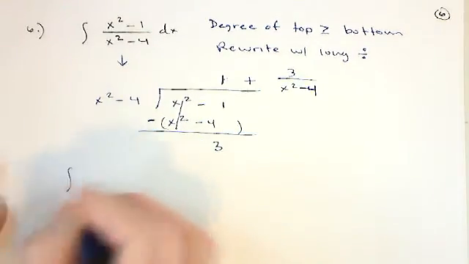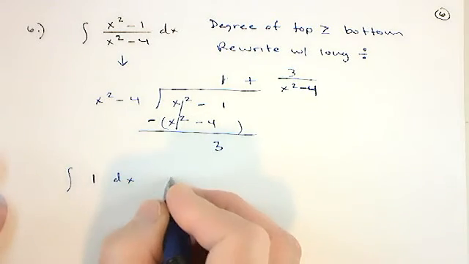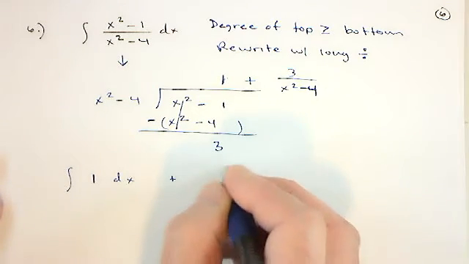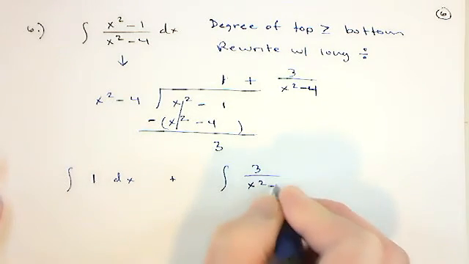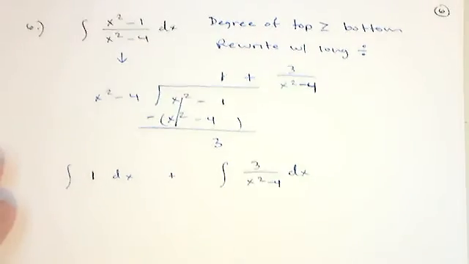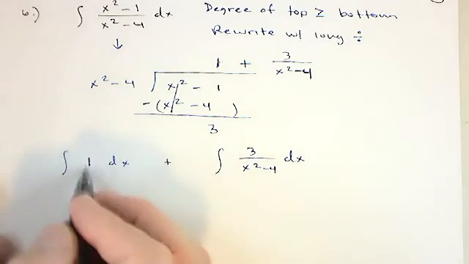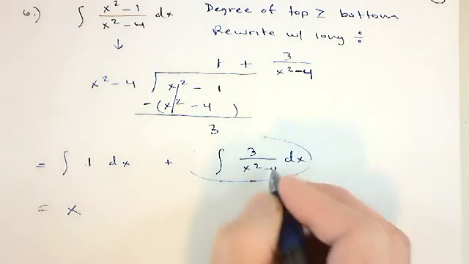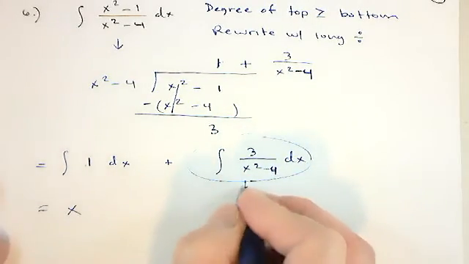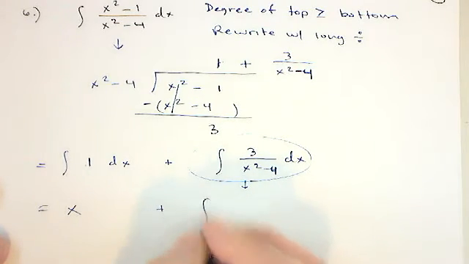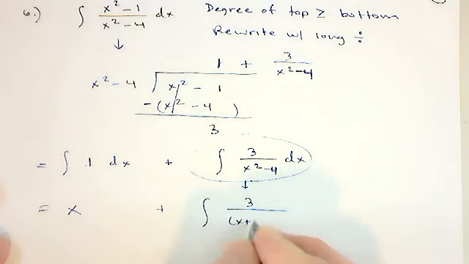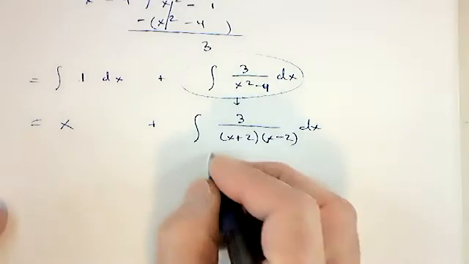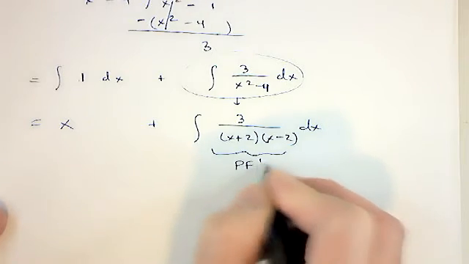And so what I'm now left to integrate is the integral of 1 dx plus, you can bring out the 3 or leave it in there, it doesn't really matter, 3 over x squared minus 4 dx. This is easy, right? This is just going to be x. And this, there's no way a U substitution is going to work. So guess what? We're going to have to rewrite this one, the bottom factors into x plus 2, x minus 2. And we're going to have to use partial fractions just for this part right there.